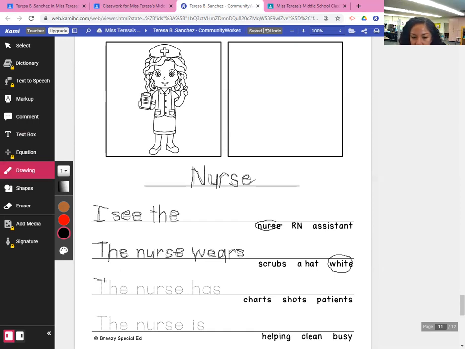The capital T, H, E, the nurse, N, U, R, S, E, the nurse has, H, A, S, has. The nurse has charts, shots, or patients. I guess she has patients. The nurse has patients. She has patients to see.